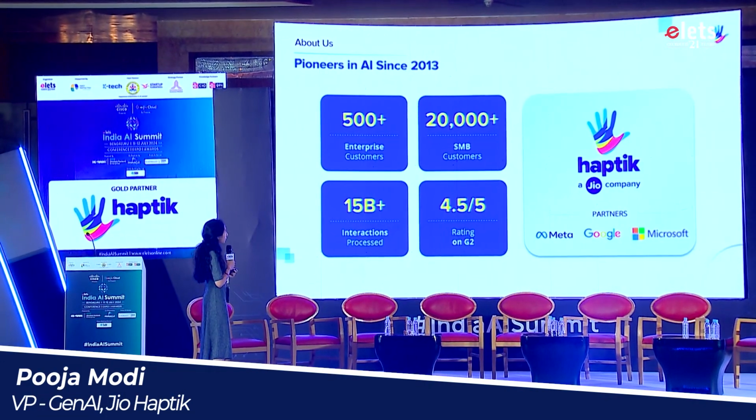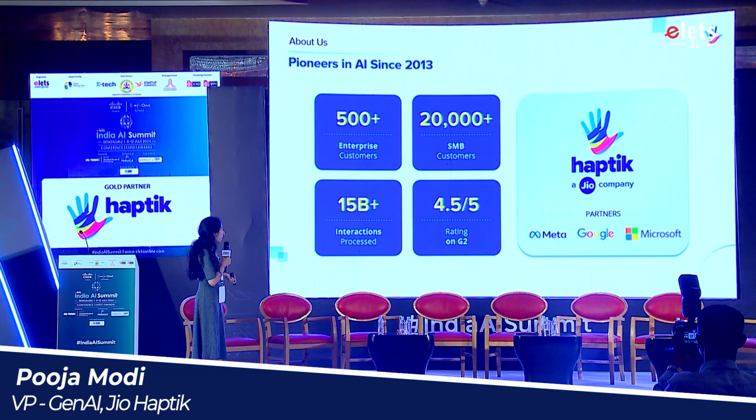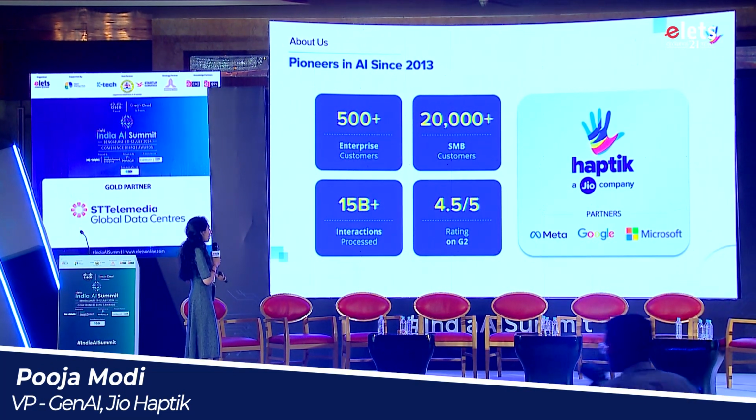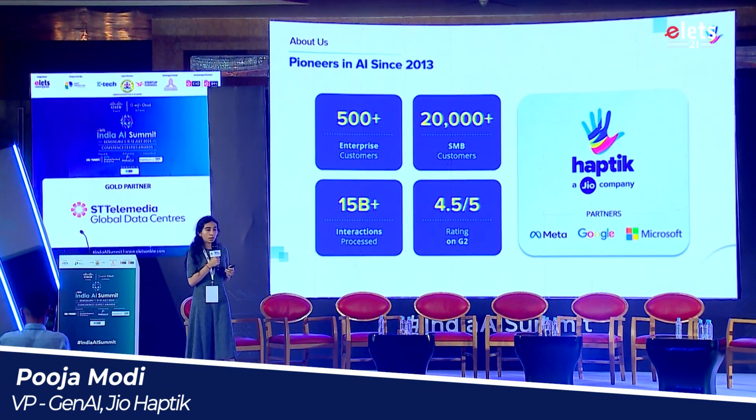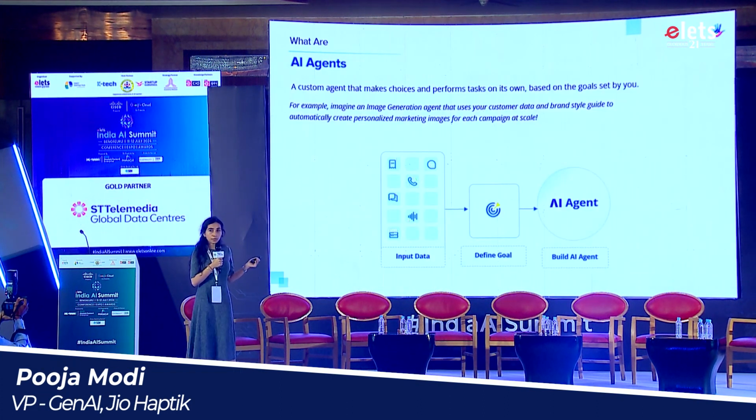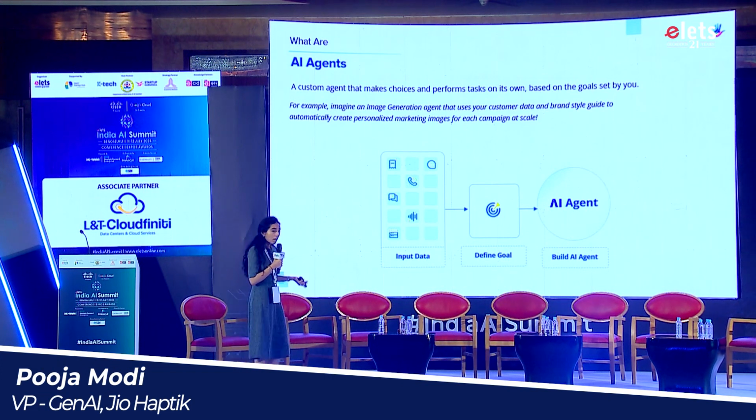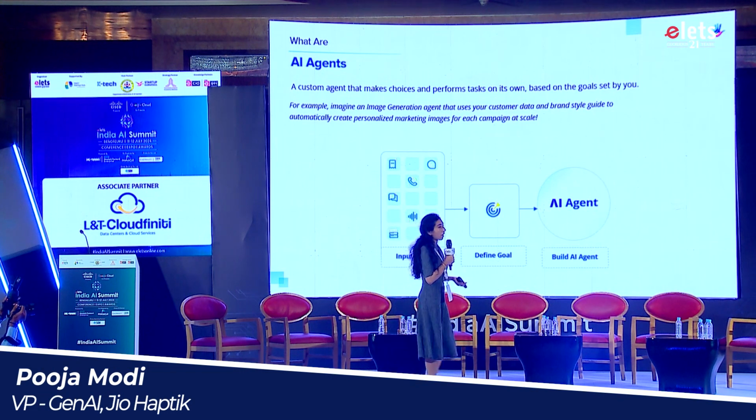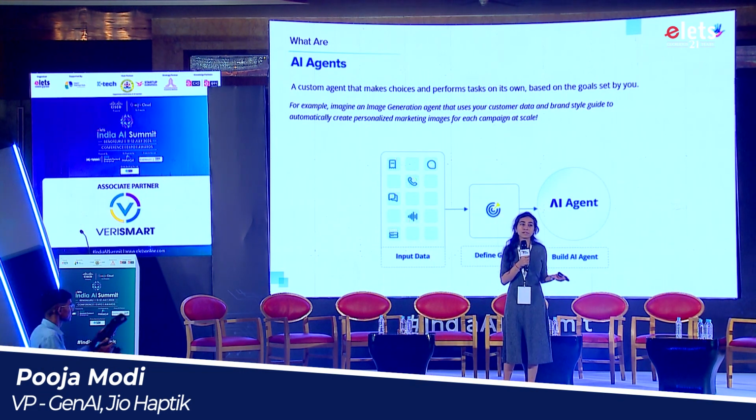We've been around for 10 plus years now. We have 500 plus enterprise customers, 20,000 plus SMB customers. We have 15 billion interactions we've processed. And on the AI side, as I said, we're now really going to market with this concept called AI agents, right? So what are AI agents? AI agents are basically custom AI solutions tailored towards a brand's specific needs, right?